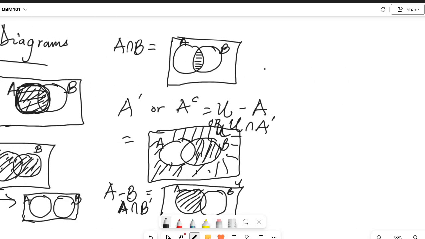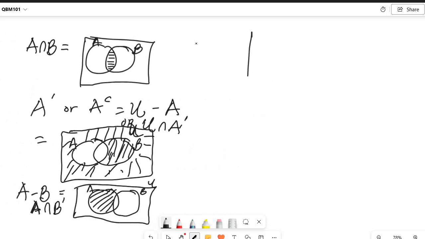Alright, so let's keep seeing what these Venn diagrams connote. Let's try B only. What would B only look like? That would be something like this. This is B minus A. Do you agree? This is B minus A.